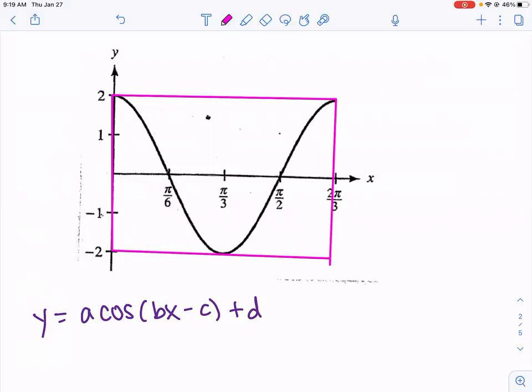Okay. So if we look at this graph and we look for the amplitude, okay, the total height of this frame you would consider to be what? The total height of the frame. This has a height of 4, okay? So our amplitude is going to be 2, okay? Now, would you say that this is a normal cosine or a reflected cosine? Normal. So A is going to equal just a normal 2.